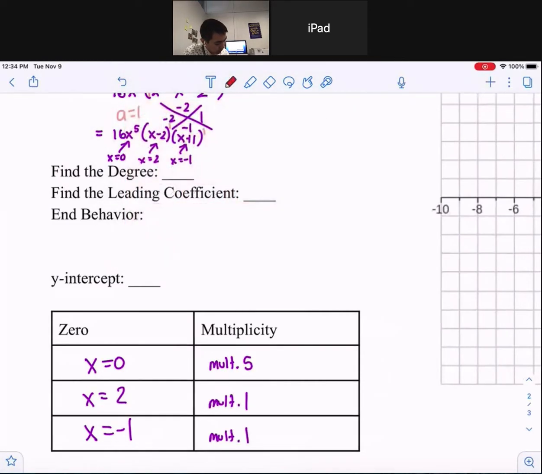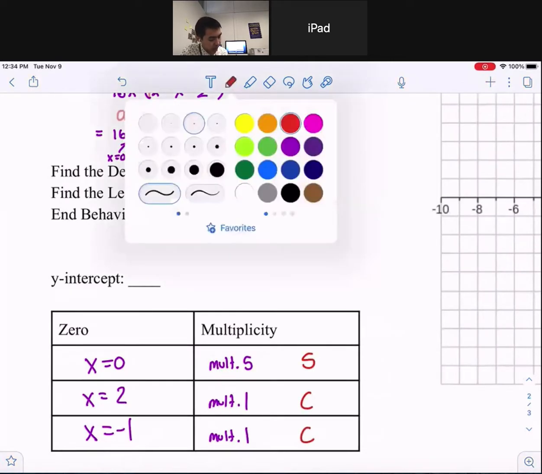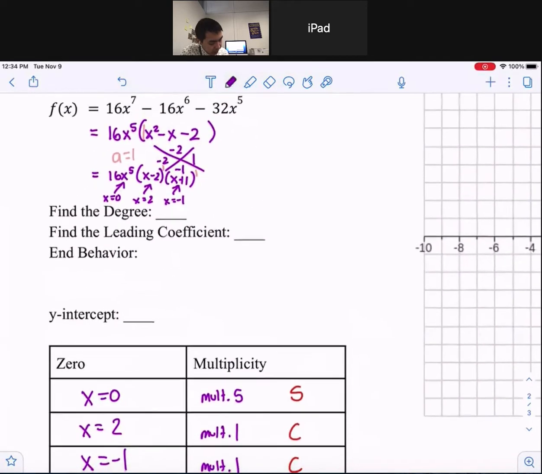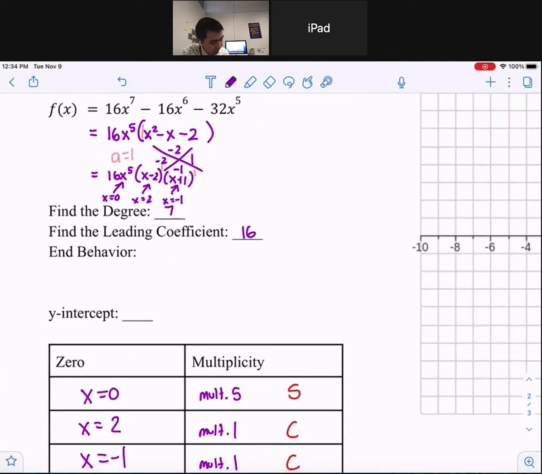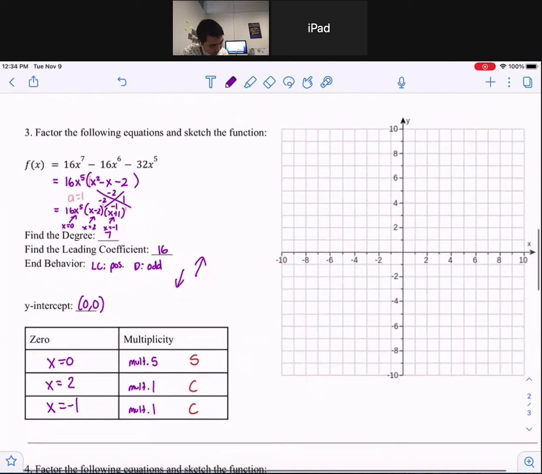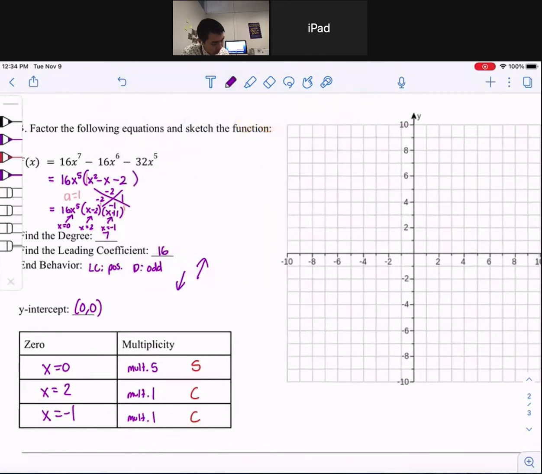If it's an odd multiplicity besides 1, it slides. And a multiplicity of 1, those are going to cross. So the degree is 7, the leading coefficient 16. You have a leading coefficient that's positive and a degree that is odd: down and then up. And the y-intercept is 0, 0. Okay, so now we can graph. We can start graphing.